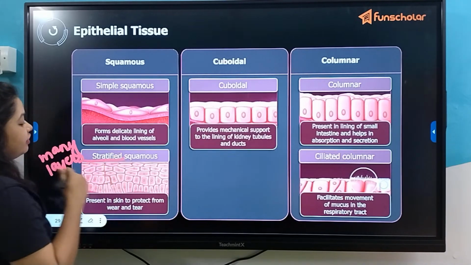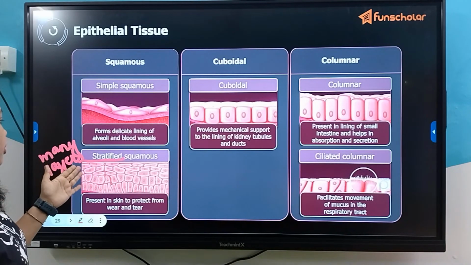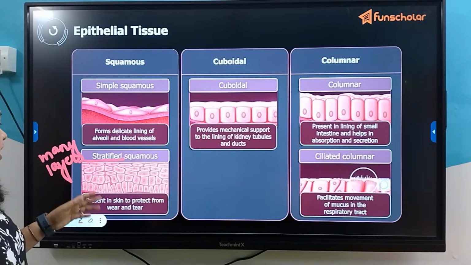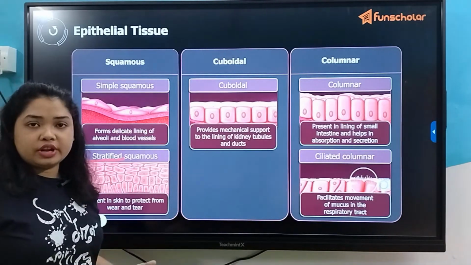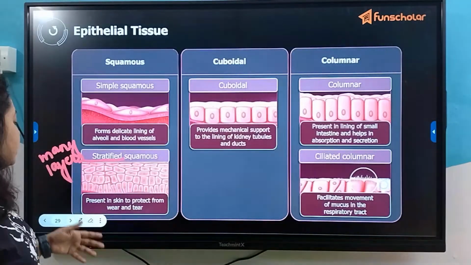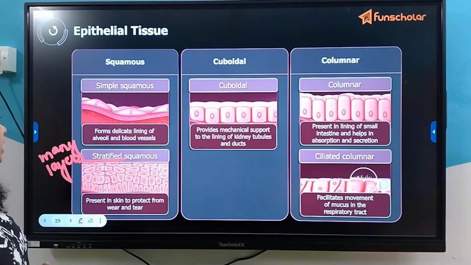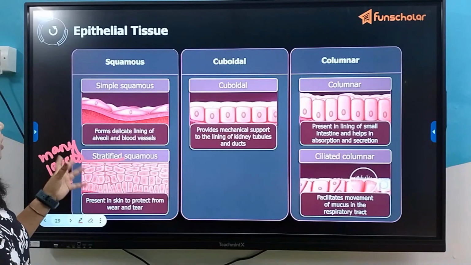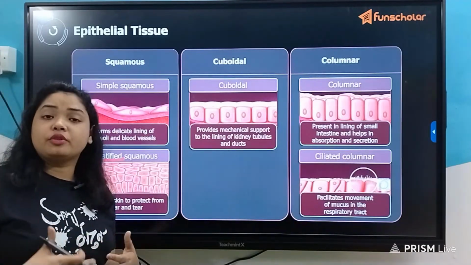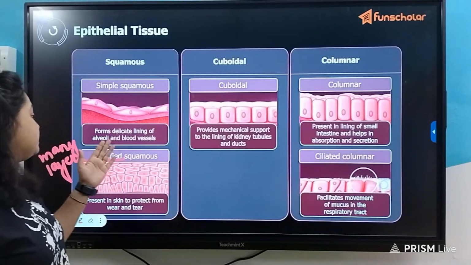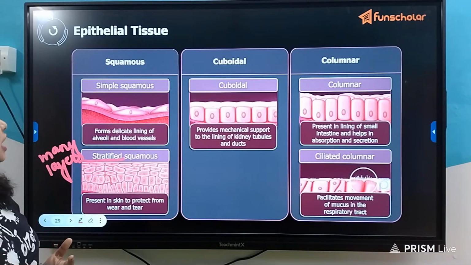The word stratified means layered. So this is a single layer, and when it forms many layers, in order to prevent wear and tear or provide more protection or stronger protection, then it is formed of stratified squamous epithelium. And when the protection need not be so strong, because it is already protected. How? Because it is present in the lining, you can see, of the alveoli and blood vessels.